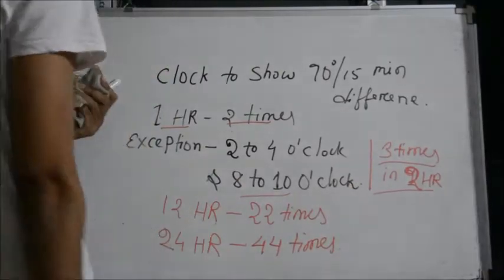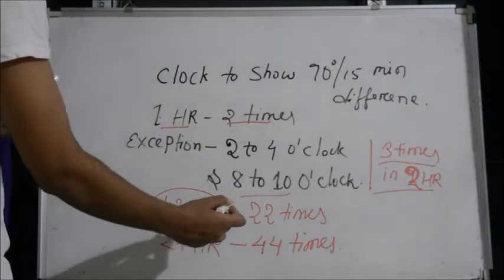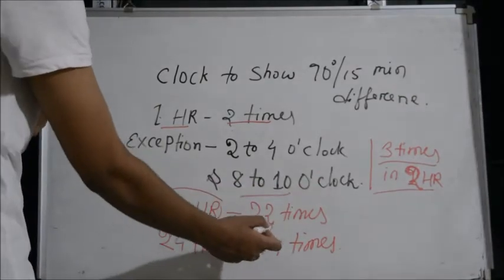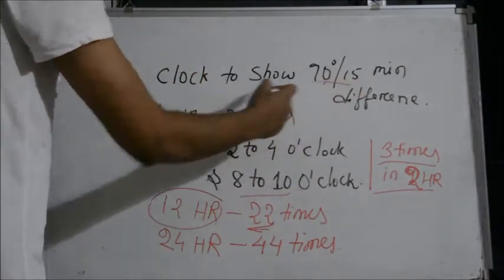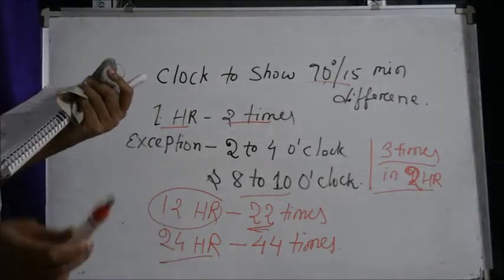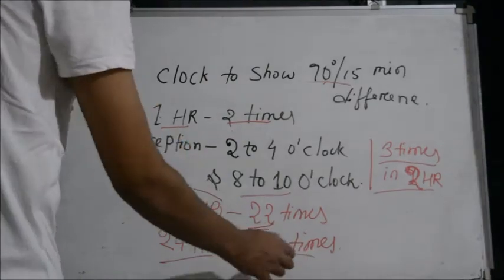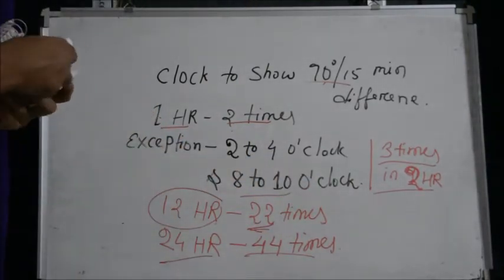This is our exception case, and therefore in 12 hours, instead of becoming 24 times, we will get only 22 times of 90 degree or 15 minutes. Also in 24 hours, instead of getting 48 times of 90 degree or 15 minutes, we will get 44 times of 90 degree or 15 minutes.